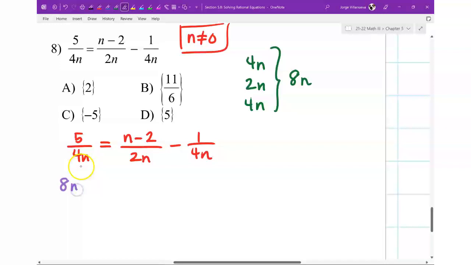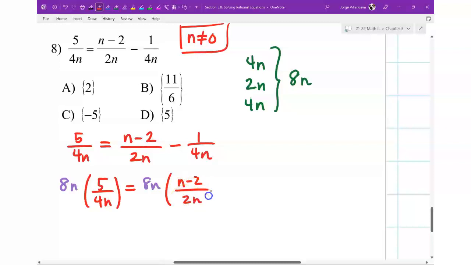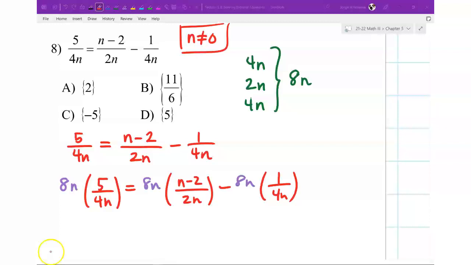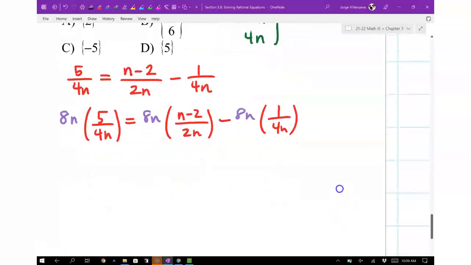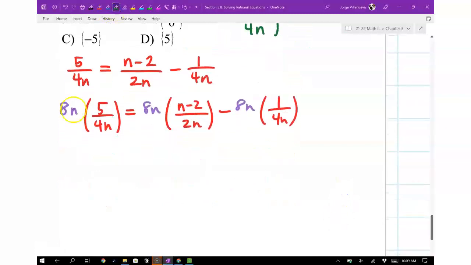Okay, so 8n times 5 over 4n equals 8n times n minus 2 over 2n minus 8n times 1 over 4n. Now we're going to have to simplify, okay? All right, so sorry about that. So I'm going to move this thing up here. I'm going to cancel, okay? So the n will cancel with this n. And the 8 divided by 4, they're actually going to reduce. This is going to become a 2 up there. So that's going to become 2 times 5 equals 2.